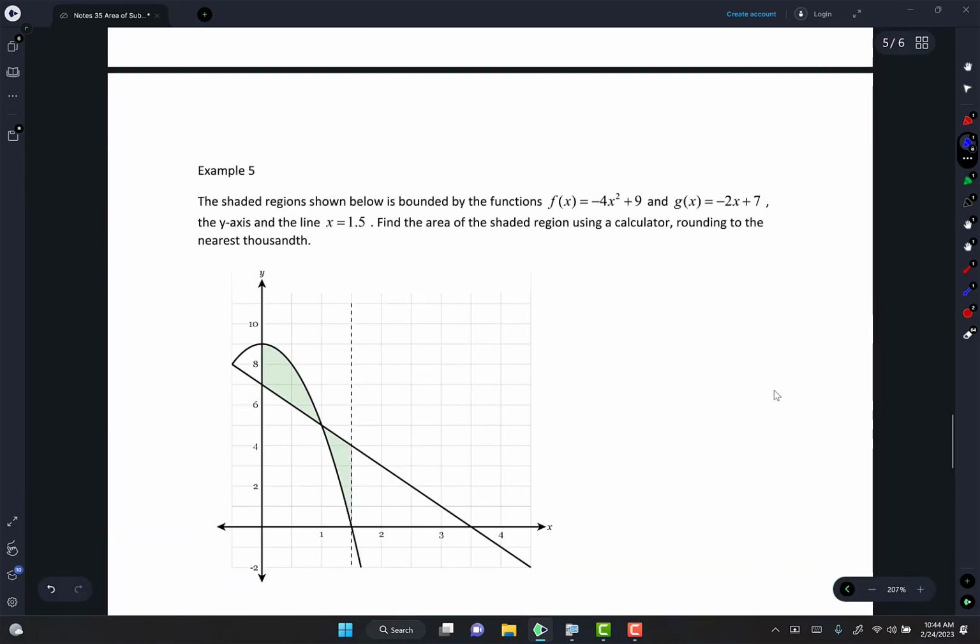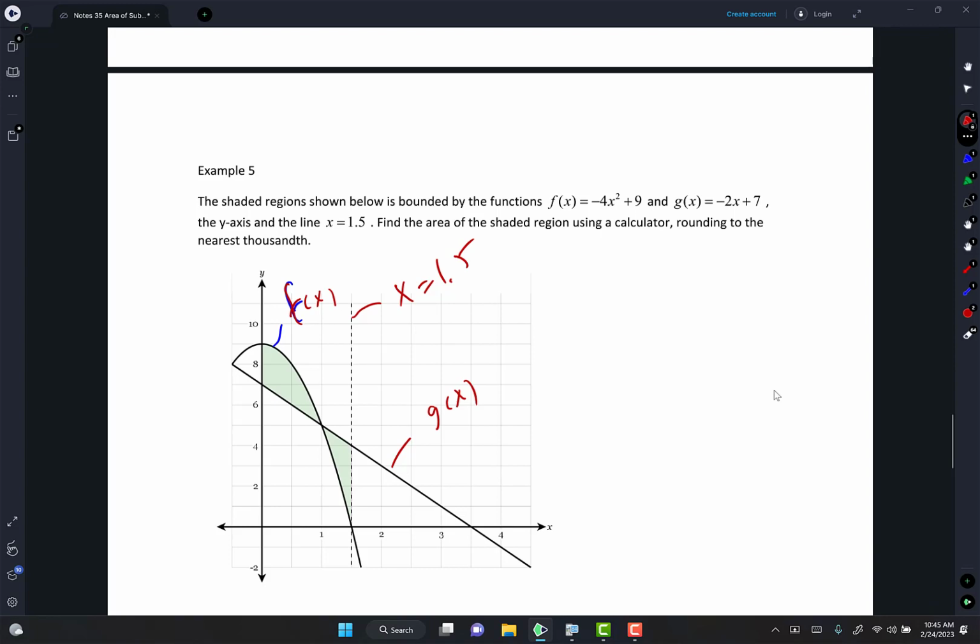But they're basic. Find the area of the shaded region shown below, bounded by the functions blah and blah. You can tell which one's which. This one's the f. And the linear line is the g of x. And the y-axis. And the line x equals 1.5. Okay, this is line x equals 1.5. All right. Find the area of the shaded region using the calculator rounded to the nearest thousandths.